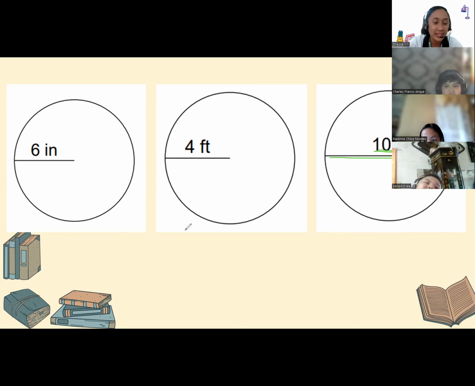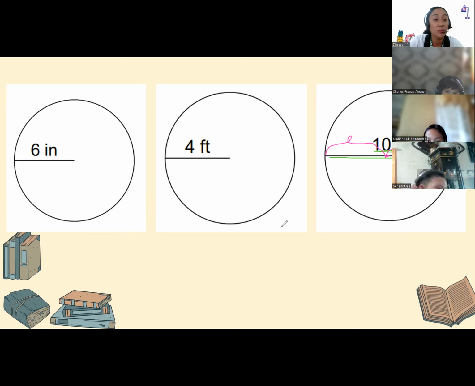Do you have an idea, Nadine, how to get the radius from the 10 feet? Tell us how to get the radius from the 10 feet diameter. You divide 10 by 2. Very good. Why is it 2? Because just like what I told you yesterday and the other day, the half of the diameter is the radius, right? So for you to get the radius from the diameter, you need to divide it by 2.